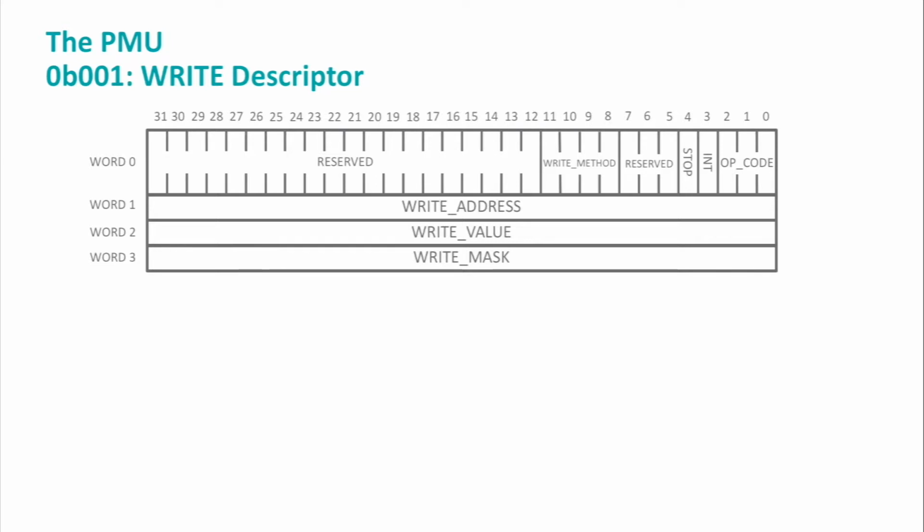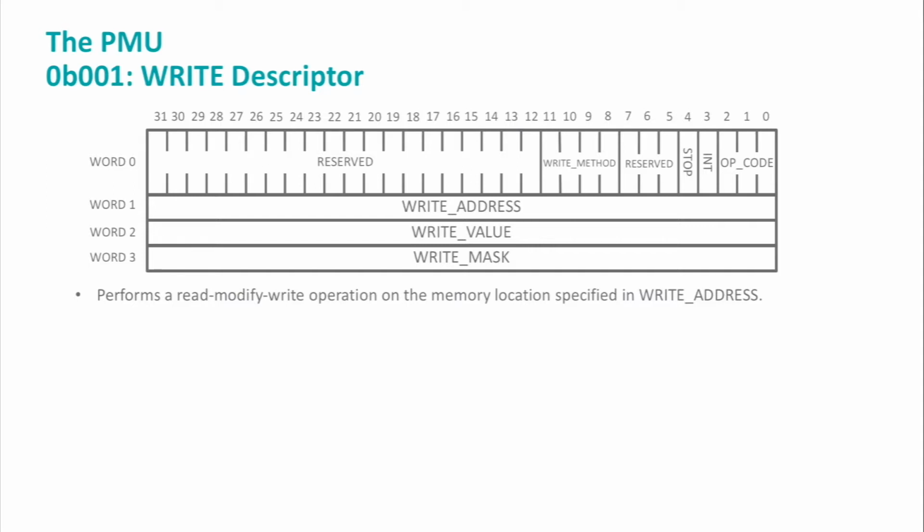Each time it executes, the write descriptor really performs a read-modify-write operation on any location within the ARM memory map. And for some operations, it only modifies the bits that are set in a third field, the write mask field. If you load the write mask with all ones, then the contents of the write value field will completely replace whatever's stored at the address given in the write address field.